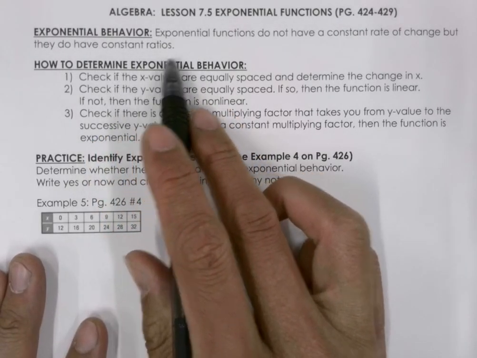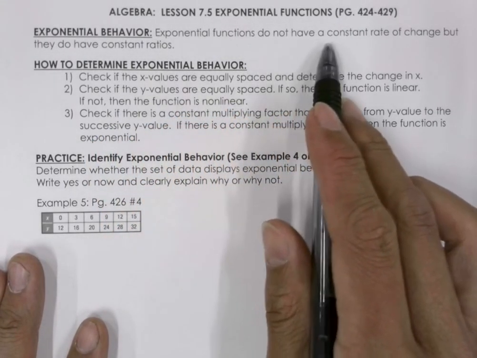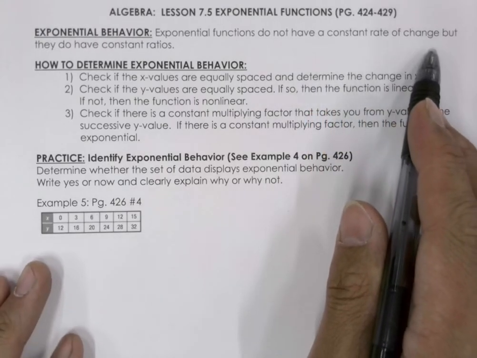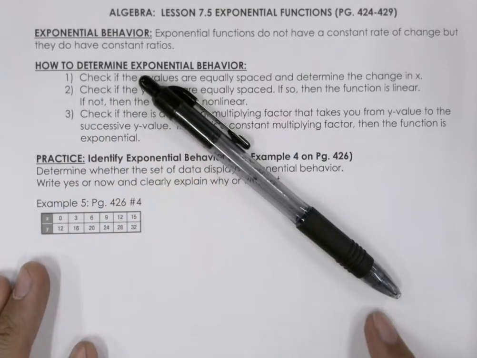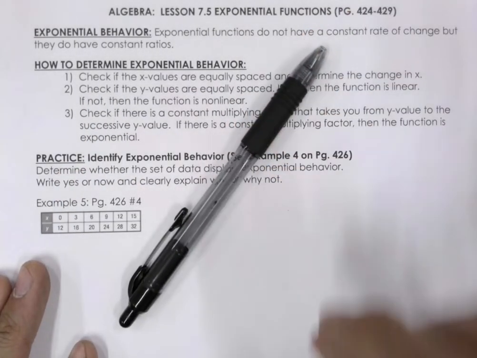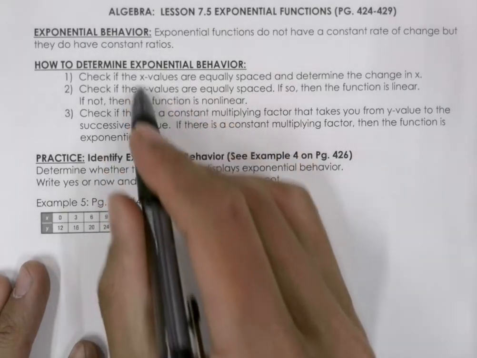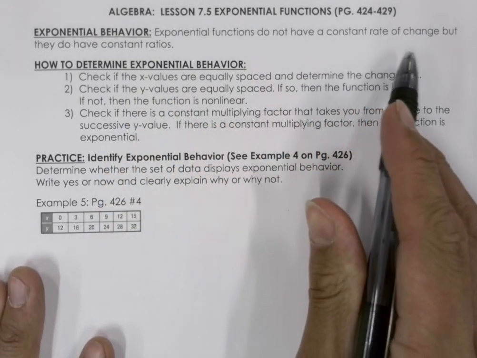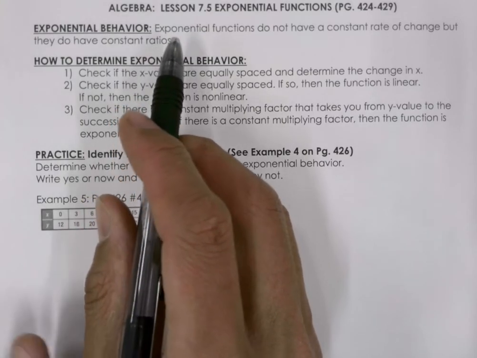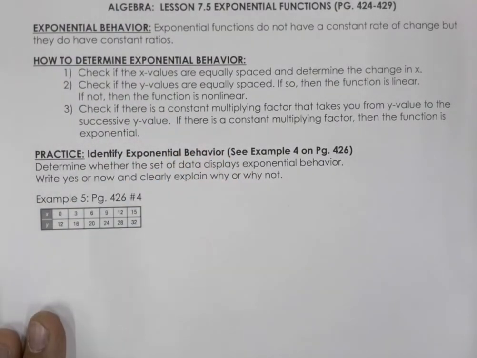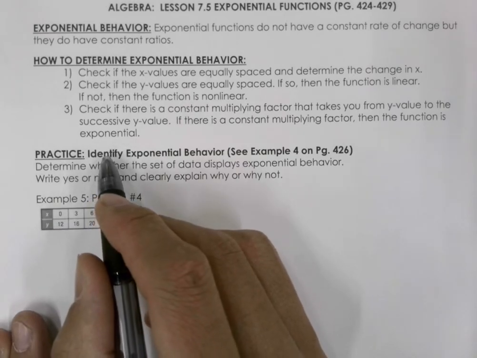Exponential behavior. Exponential functions do not have a constant rate of change. If they did, they would be graphed as a line on a coordinate plane, right? That way or that way. But they're graphed as a curve, so they don't have a constant rate of change, but they do have constant ratios. And what does that mean? That means that the x-axis values are equally spaced out, right?